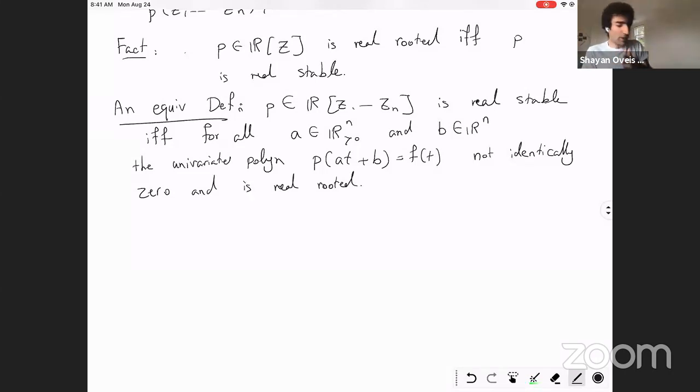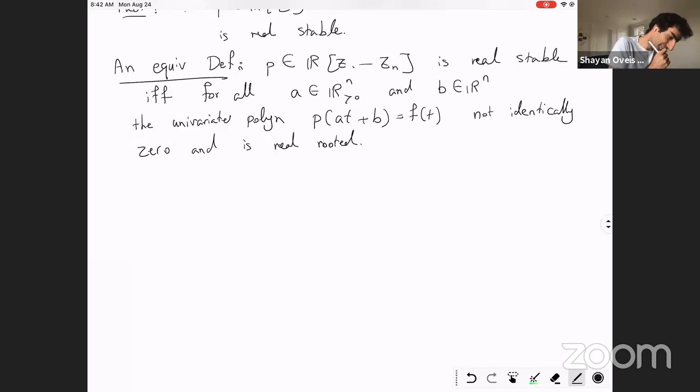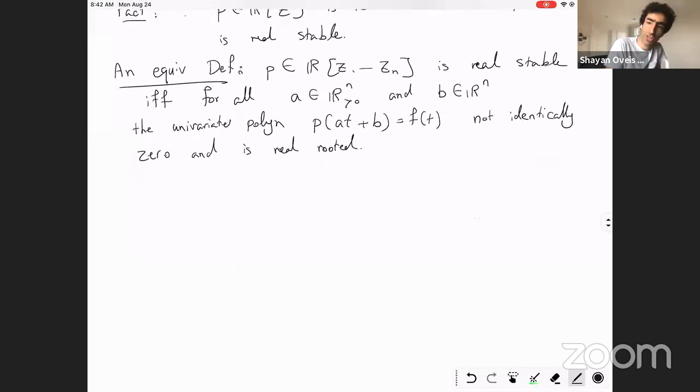So how to think about this? What am I doing here? I have this multivariate polynomial, but I'm looking at it along a line pointing to the positive orthant. I'm just looking at values of polynomial P along this line at + b. I want any such one-dimensional restriction of P to be real rooted and not identically zero. I'm going to prove that this is actually equivalent to the previous definition. But before that, let me show you one example, or maybe two examples.